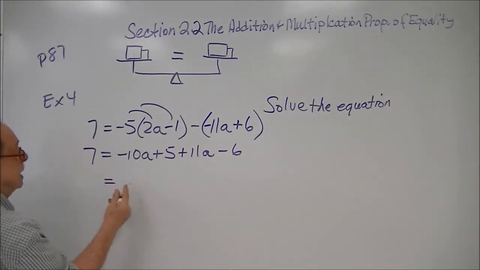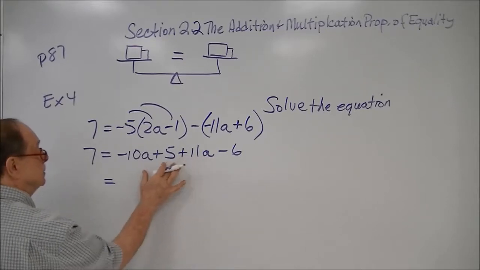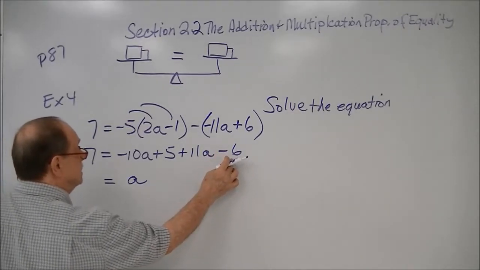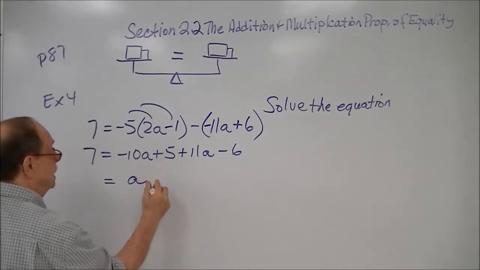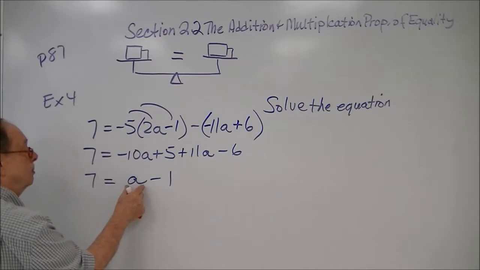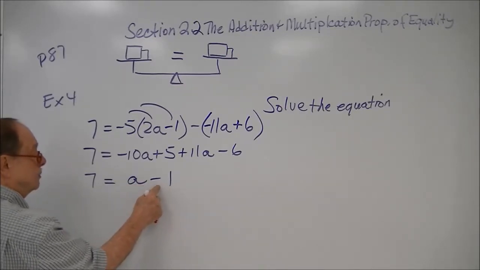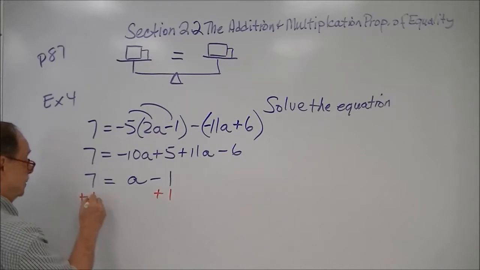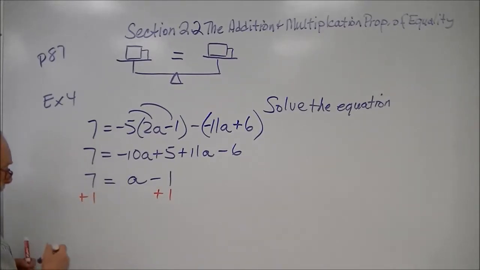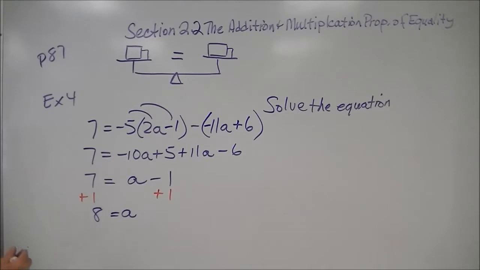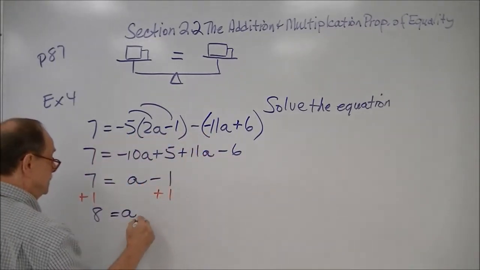So we then go on to our next step where we collect like terms. These two end up with just an A. And we have a negative 6 and a positive 5. That leaves me with a negative 1, and that all equals 7. So we've got to a place where we have an A all by itself. How do I get rid of that negative 1? By adding its additive inverse, and again, to both sides. So we have then A equals 8. And if you put that in the original equation, this does in fact check.